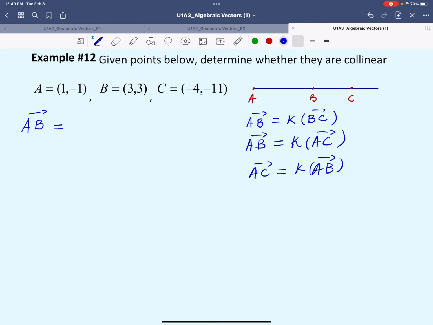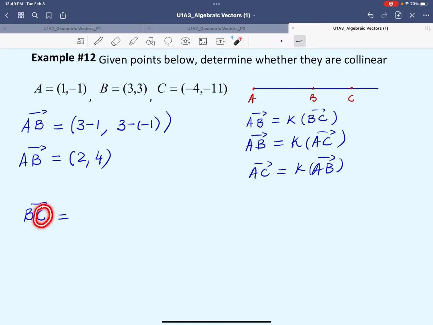Vector AB will have the coordinates 3 minus 1, and 3 minus negative 1. Remember how we find the coordinates, right? So you start from x of B, take away x of A, which means 3 minus 1. And then the y coordinate is y of B subtract y of A. So AB will have the coordinates x equals 2, y equals 4. Now let's do BC. So for BC, again, we're looking at x of C minus x of B.